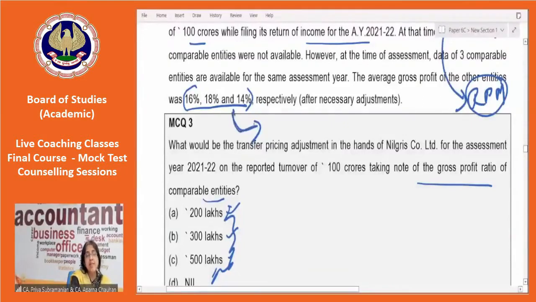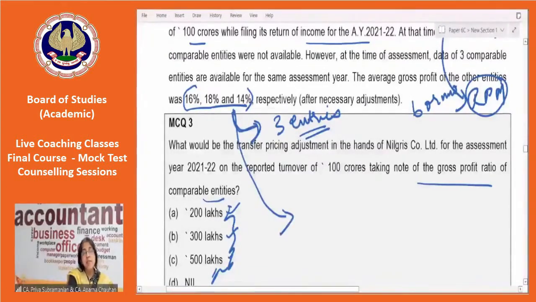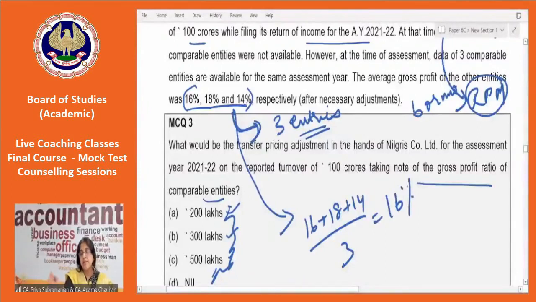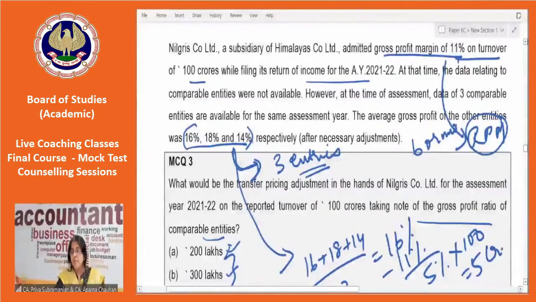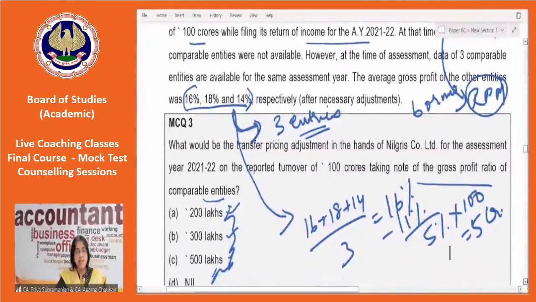Now this data is available only for 3 entries. For constructing a data set, I need 6 or more entries. Since only 3 entries are available, as per the TP rules, I have to take the arithmetic mean. Arithmetic mean is 16 plus 18 plus 14 divided by 3, that will give you 16%. What is the percentage which I have applied? I have applied 11%. So the difference is 5% on 100 crores, which is 5 crores. So the correct answer is 500 lakhs.